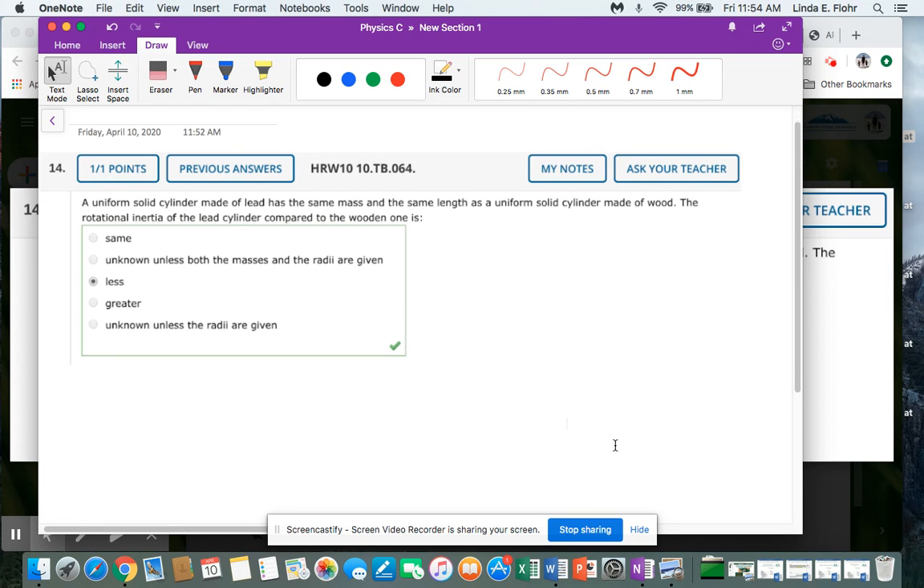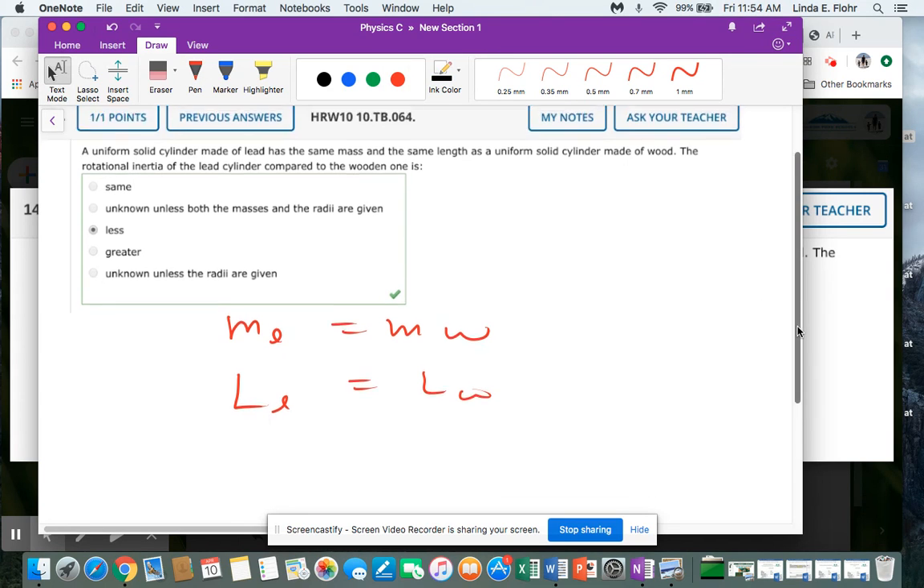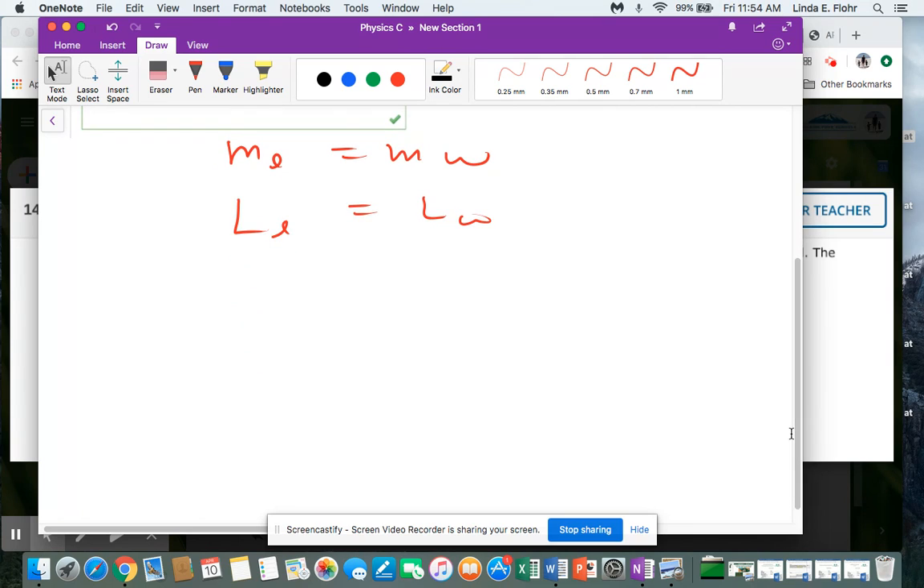If you want the math version, here's what I did this morning when I was trying to put together something. So we know that the mass of the lead is equal to the mass of the wood. And we know that their lengths are the same, even though really that won't matter all that much. Well, I guess in terms of density, it matters a little bit.